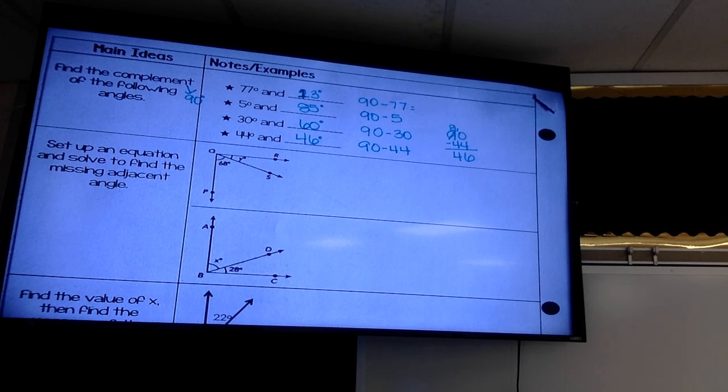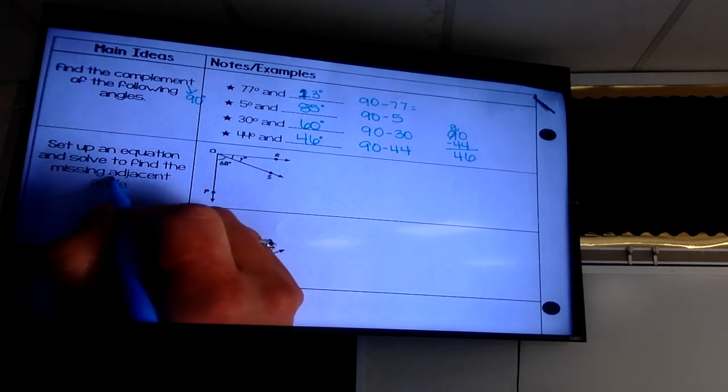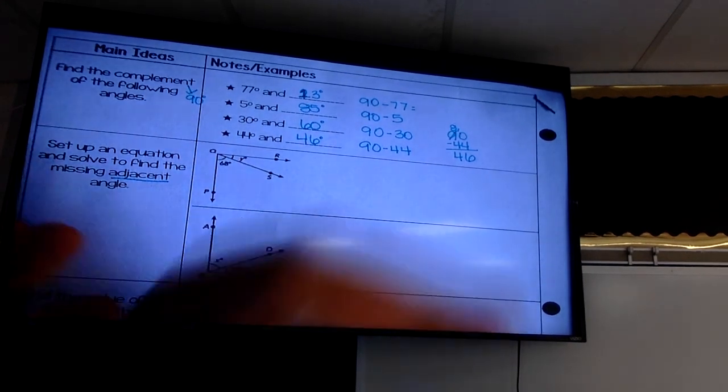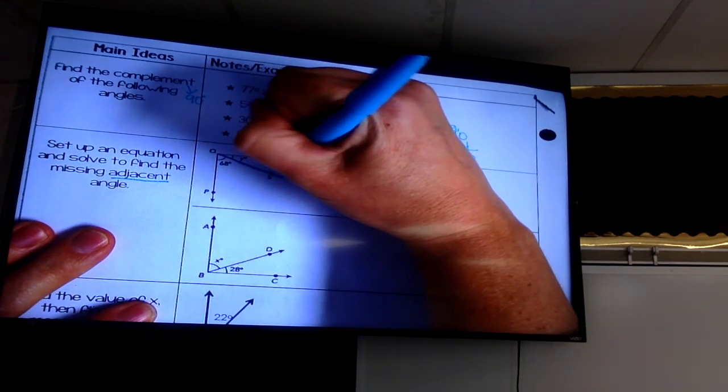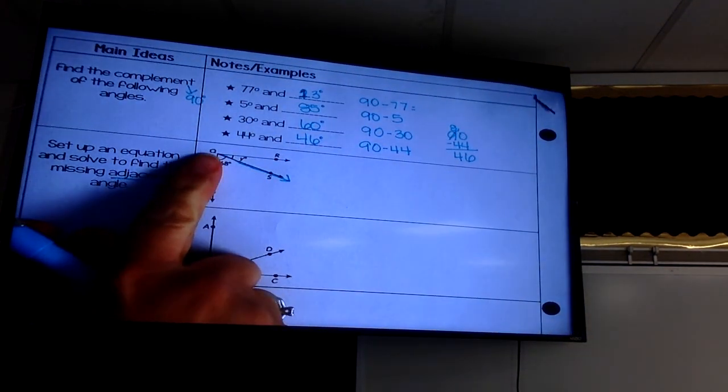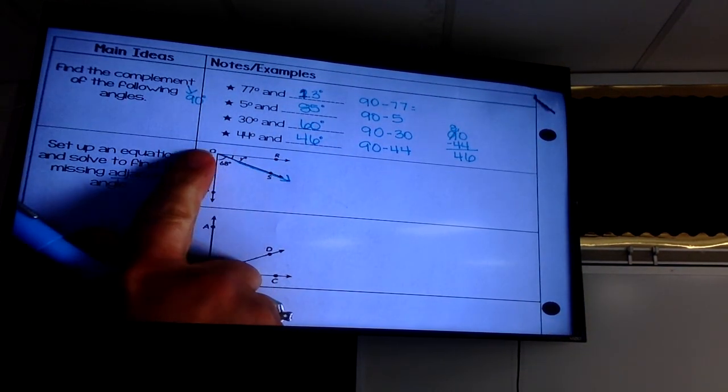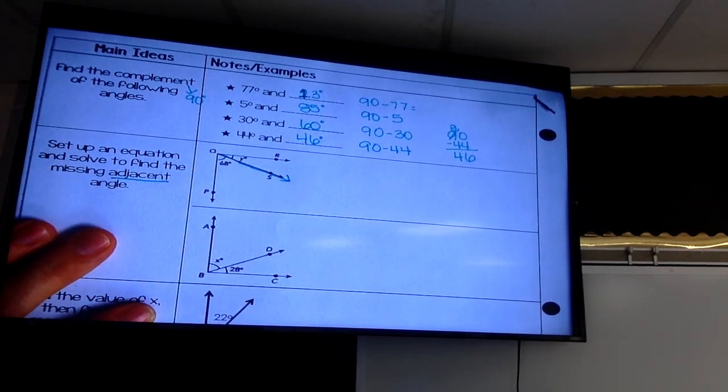Now we're going to stretch it a little bit. So now we're going to go to some equation work just like we did in chapter 4. So it says set up an equation and solve to find the missing adjacent angle. Okay, remember, adjacent means it's a neighboring angle. It means they share a common side. So here they share this ray QS. They both have the ray QS as a side of their angle.